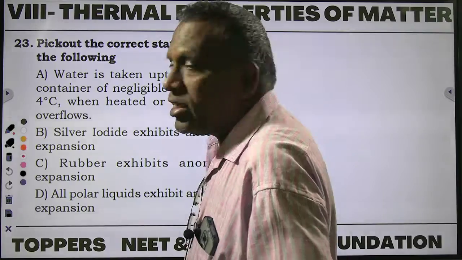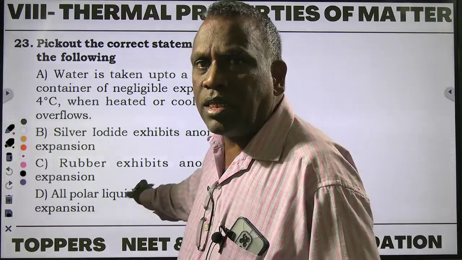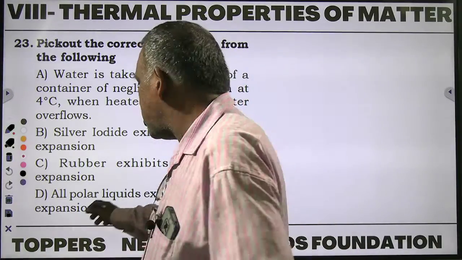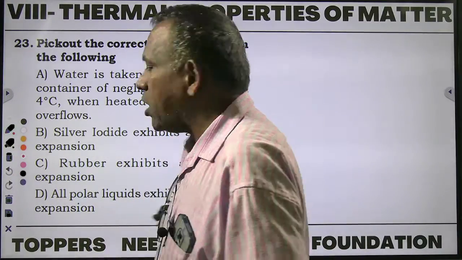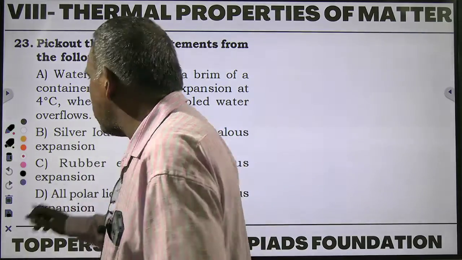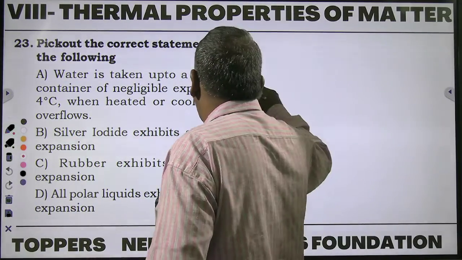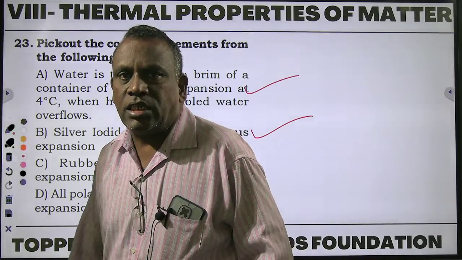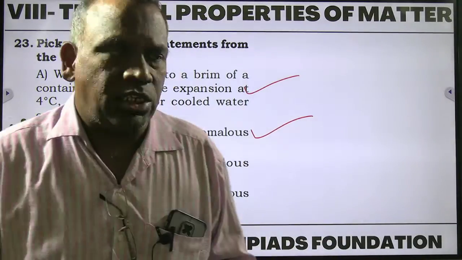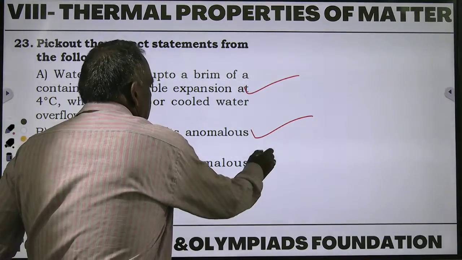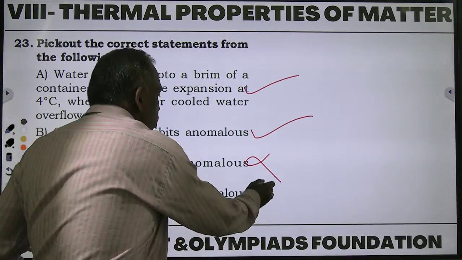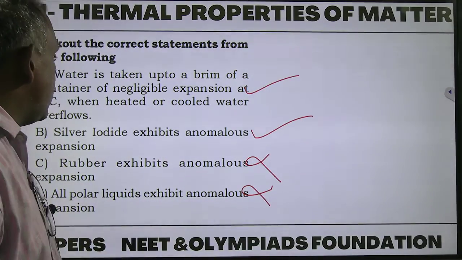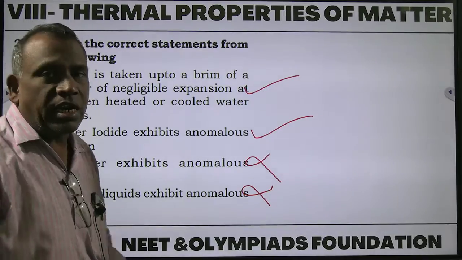Second, silver iodide exhibits anomalous expansion. Third, rubber exhibits anomalous expansion. Fourth statement, all polar liquids exhibit anomalous expansion. If you observe here, statement A is correct and statement B is correct. Silver iodide has anomalous expansion. Rubber does not have any anomalous expansion, and polar liquids also do not have any anomalous expansion. It means options A and B are correct.